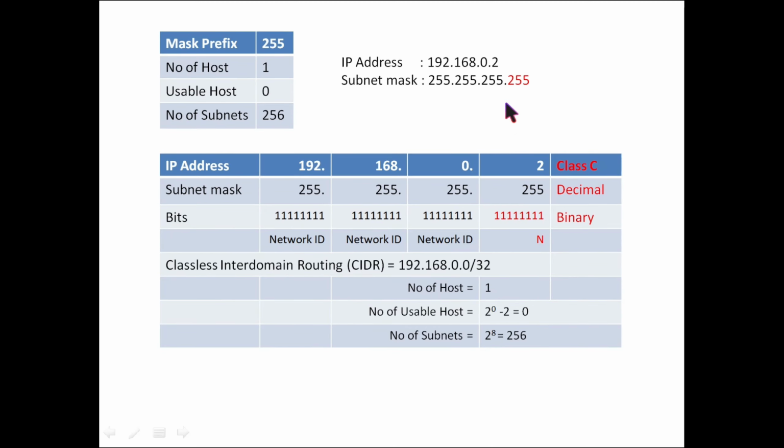If the subnet mask value is 255, then all its host ID bits are converted into network ID, and the CIDR notation will be /32, that is 8 three times means 24 plus 8 equal to 32. Number of hosts equal to 1. Number of usable hosts: there is no host ID, so it will be 0. Number of subnets equal to 2 to the power 8, that is, there are 8 ones, 2 to the power 8 equal to 256. So the network is divided into 256 subnets.